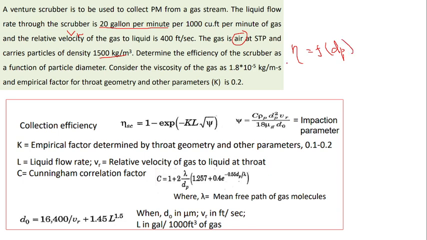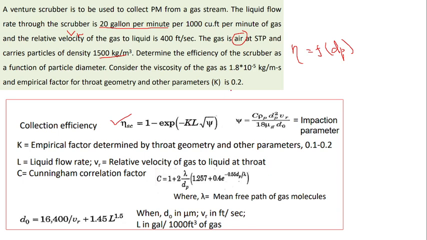So this is the question asked. Consider the viscosity of the gas as 1.8 × 10^-5 kg per meter second, and the empirical factor for throat geometry and other parameters, K, is 0.2. So this is the data given. To determine the collection efficiency in the venturi scrubber, this is the formula: efficiency of venturi scrubber is equal to 1 minus exponential of minus KL into square root of psi.